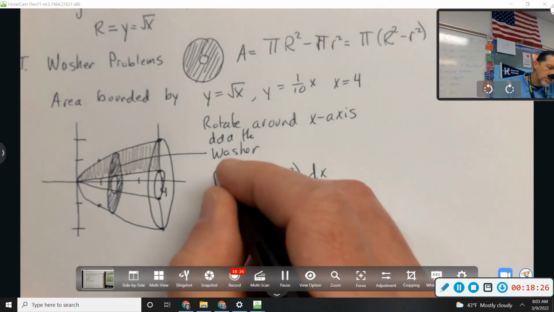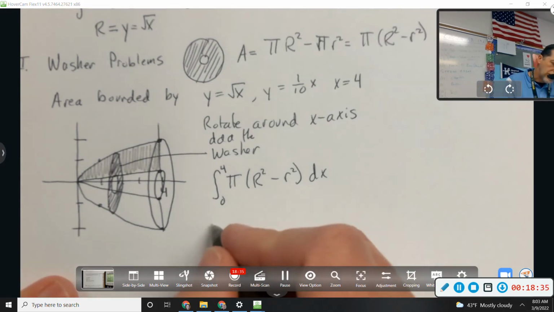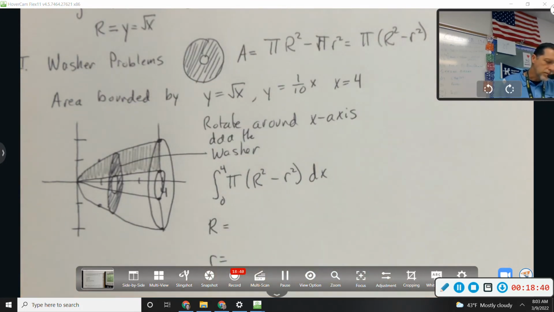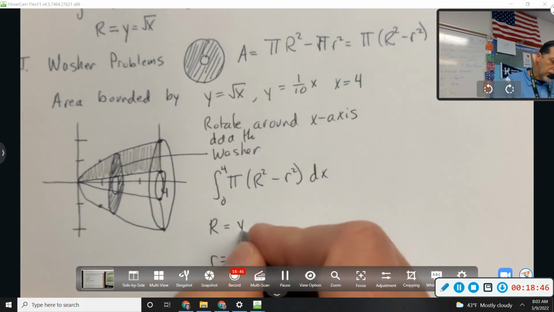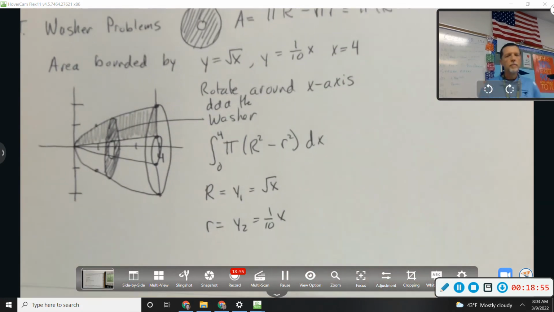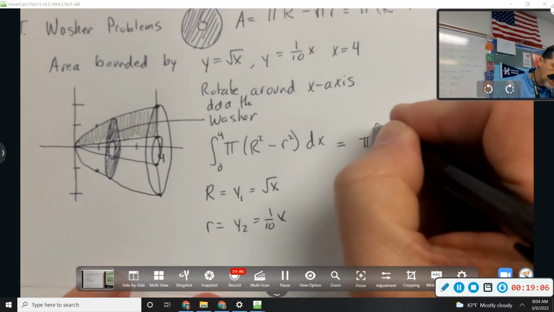From 0 to 4, and I'm slicing dx, or the thickness is dx. And so now I need to figure out what's the outside R and what's the inside R. It's just y1 and y2. The outside R is y1, or the square root of x, and the inside R is y2, 1/10 x. And if we had put this in the calculator, we could use y1 and y2. We didn't graph this in the calculator, so I'll need to stick with the x stuff.